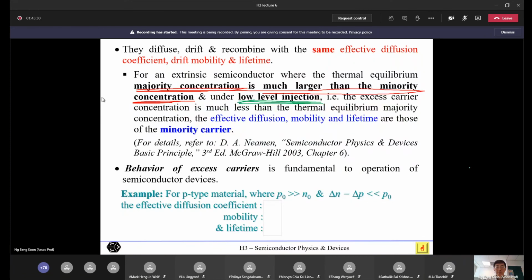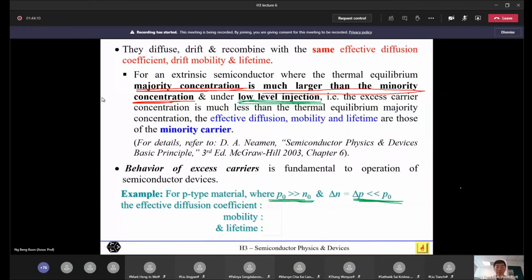So under these two assumptions, the analysis is a lot simpler, and we can actually get analytical expressions that we can use. So bear in mind these two assumptions as we do the derivations. As an example, suppose I have a p-type semiconductor, and the two assumptions are satisfied. That is, your majority carrier concentration, P0 in this case, is much greater than N0, and your extra carriers, delta N, delta P, are significantly less than your majority carrier concentration, P0.